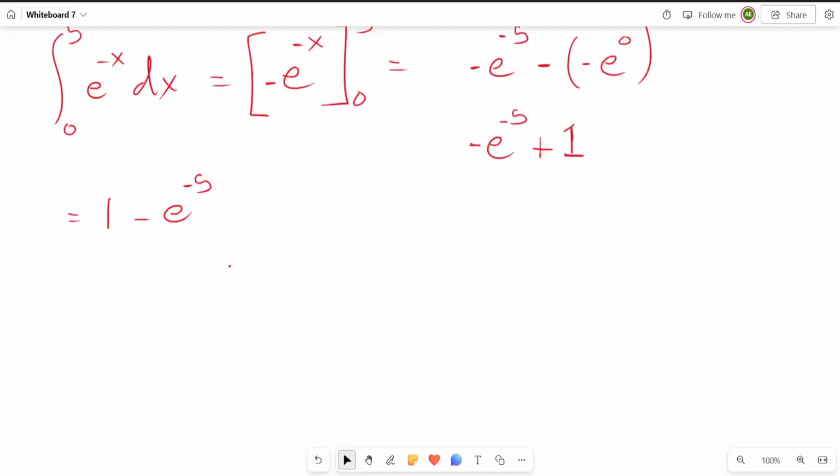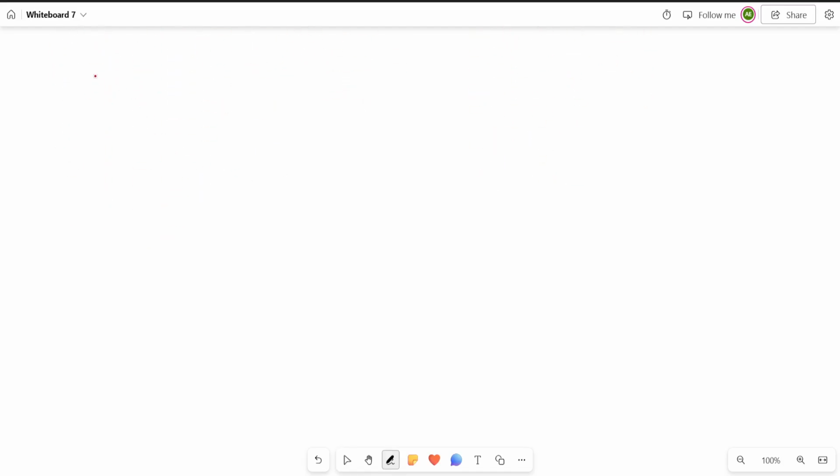Okay, let's take another example. Let's say we have the integration of x sine 2x dx from 0 to pi over 2. Again, this is radians, so make sure to calibrate your calculator respectively. So over here, I can see that this is something multiplied by something else. I have two terms. This looks like an integration by parts question.